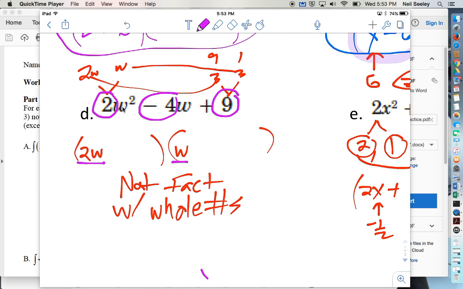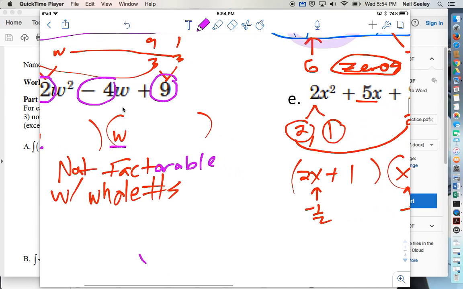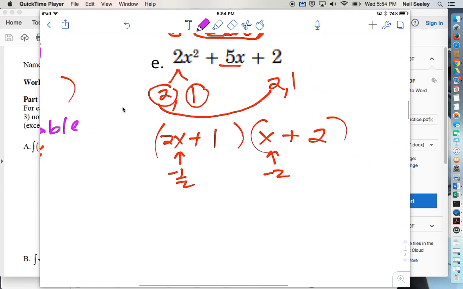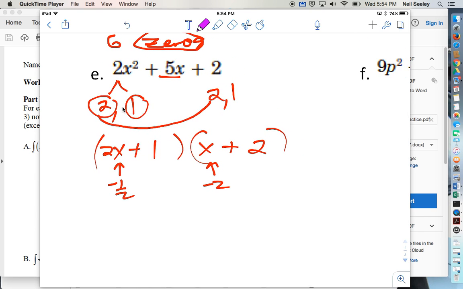So 2 times 3, I put red arrows in there, 1 times 3, add them together. It is not getting anywhere near negative 4, no matter how you work it. So this one is not factorable with whole numbers. We could do it with fractional factors, but we're going to avoid that for the moment. Come back to that some other time.